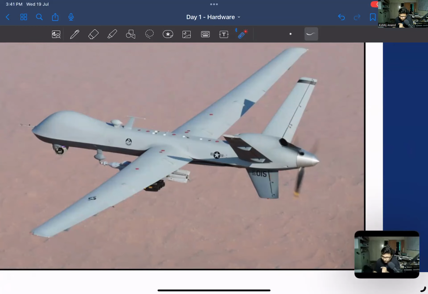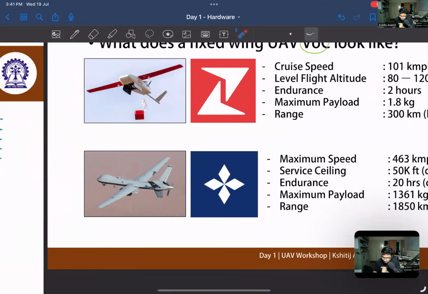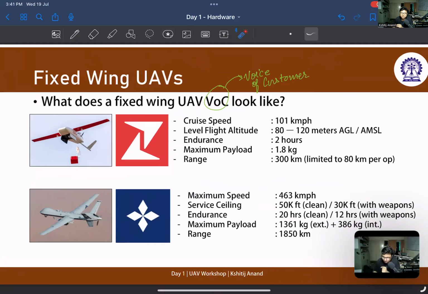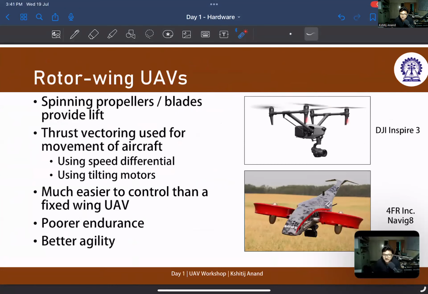So there are a lot of control surfaces at play here, and you don't really have direct control over the motor. It takes time for you to control a fixed wing UAV. The response time is very critical in fixed wing UAVs. However, you can easily control a rotor wing UAV. The endurance is very poor. Why do you say so? Because the motors themselves are also responsible for taking up the weight of the rest of the aircraft.